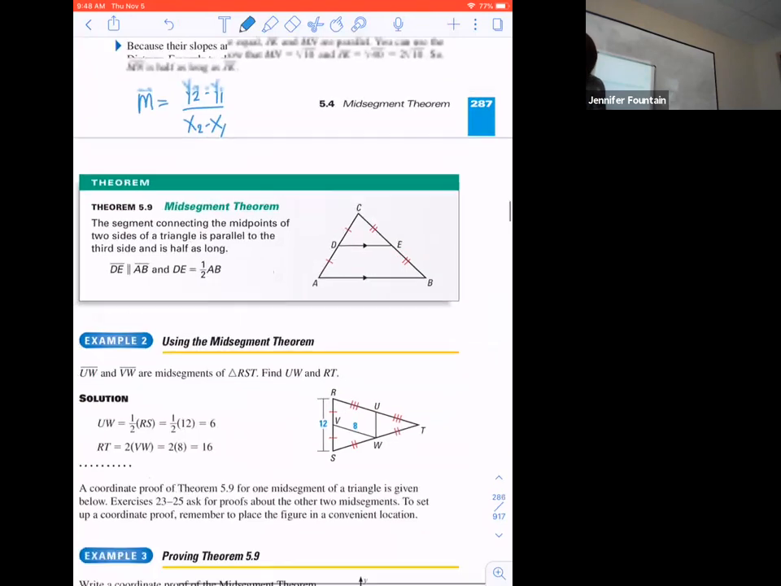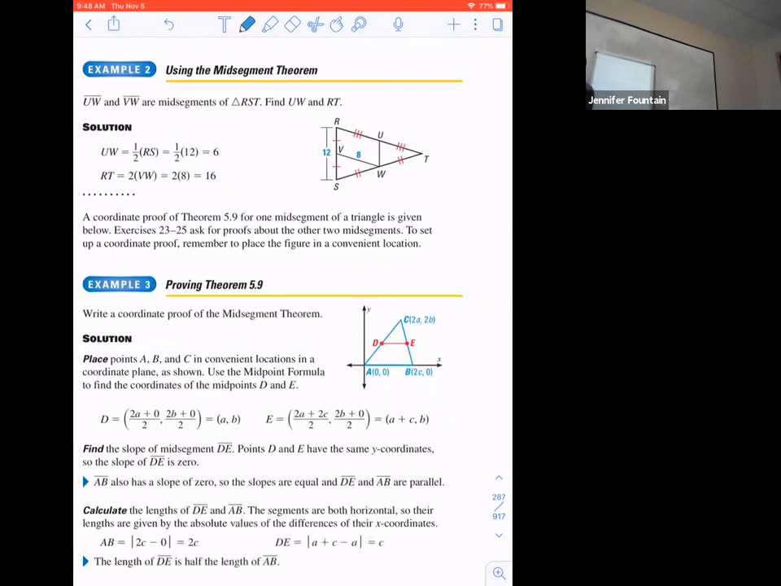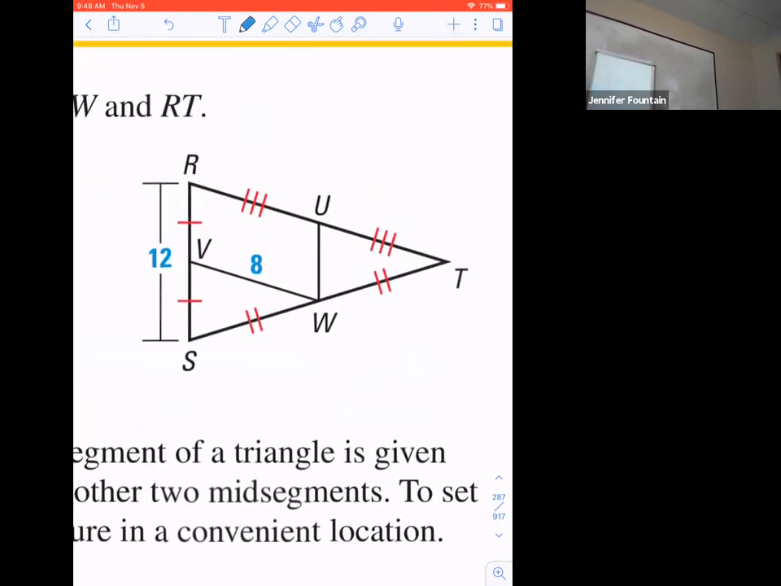All right, so it says using the mid-segment theorem, UW and VW are mid-segments of triangle RST. We need to find UW and RT. So let's look at our diagram so we know what we're talking about. Now, if I'm looking at the measure of this side, which is 12, okay, so RS is going to be 12. How do I know what UW will be?